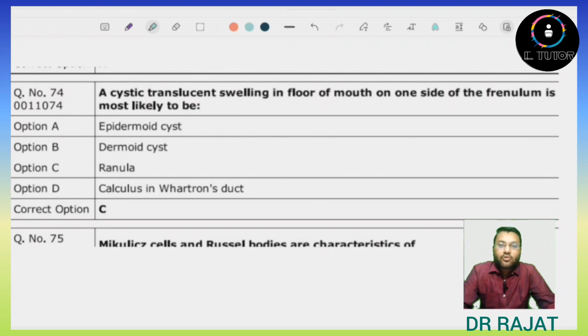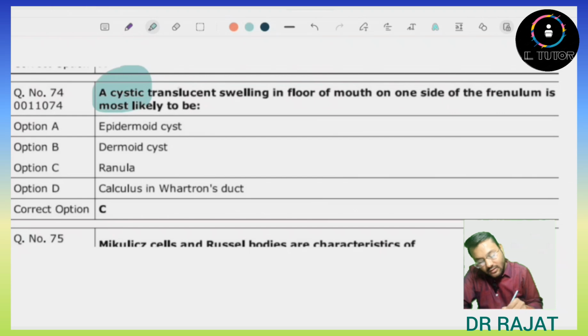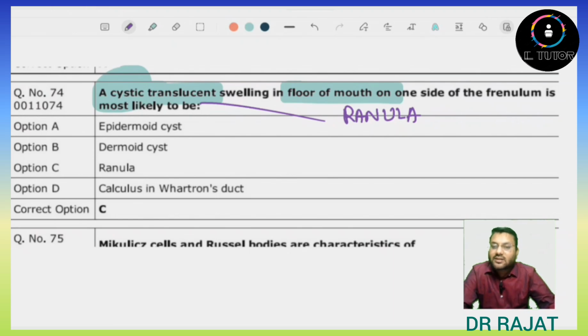A cystic translucent swelling in the floor of the mouth on one side of the frenulum is most likely. So they are asking about a cystic and translucent swelling in the floor of the mouth. So these three are the features of ranula. Dermoid cyst, and calculus in the Wharton's duct, they can be a cystic swelling, but they are not translucent and generally not directly present on the floor of the mouth. So best answer here will be option number C, ranula, which is a cystic translucent swelling in the floor of the mouth.